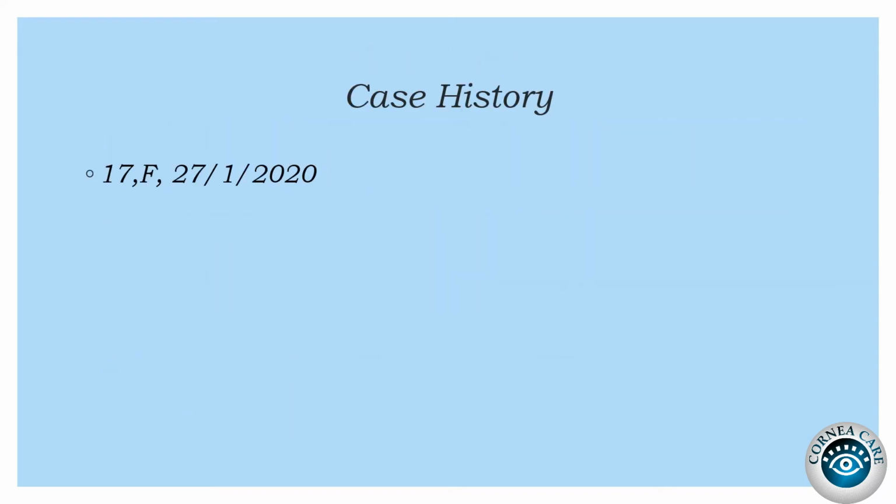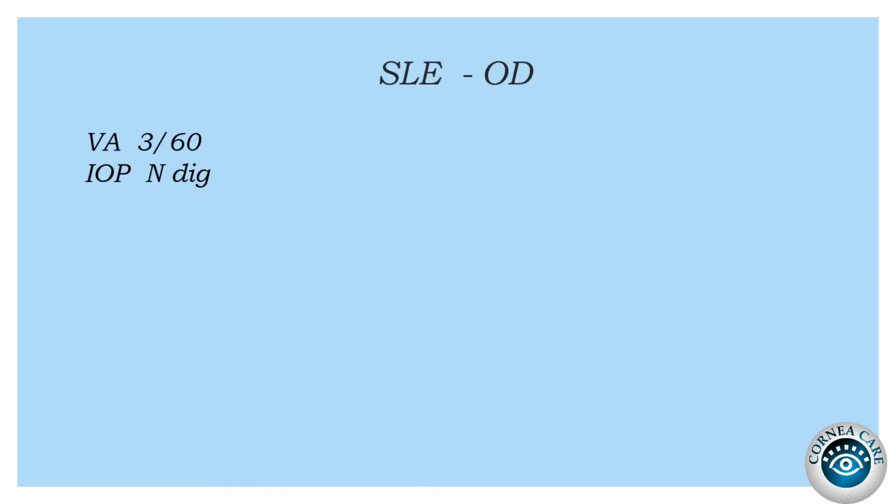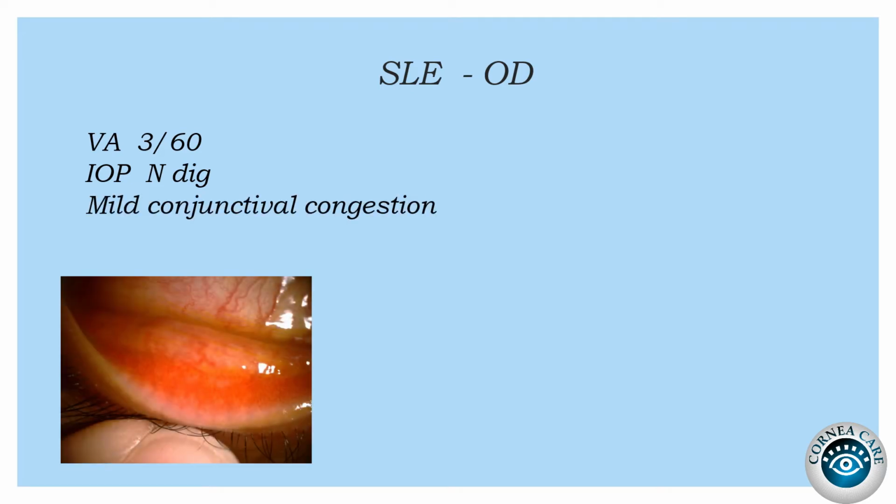A young girl of 17 years presented with complaints of sudden onset of bilateral redness and watering, which started 5 days ago. This was accompanied by gradual visual loss. She denied any trauma or foreign body fall. On examination, right eye vision was 3/60. Intraocular pressure was normal digitally. There was mild conjunctival congestion.